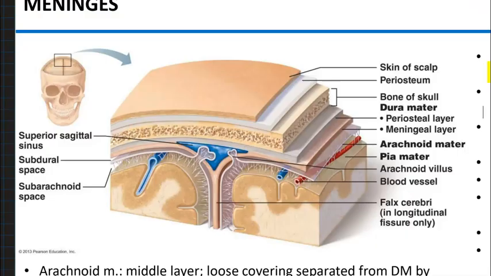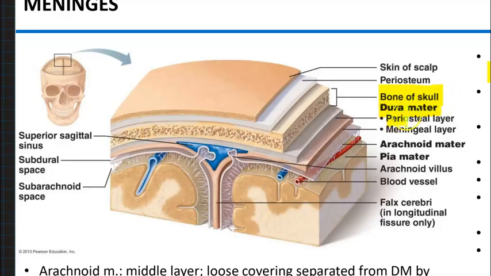I'm going to forget about the skin of the scalp and the bone. Okay, so this is bone. Now, the layer that clings directly to the bones of the skull is called dura mater. It is the thickest, hardest, strongest meningeal layer, which consists of two sublayers.